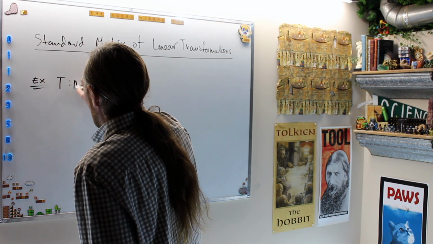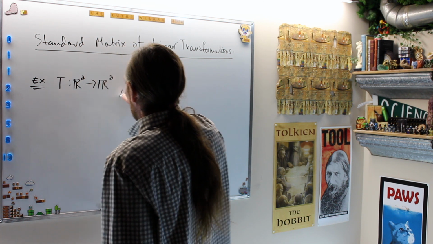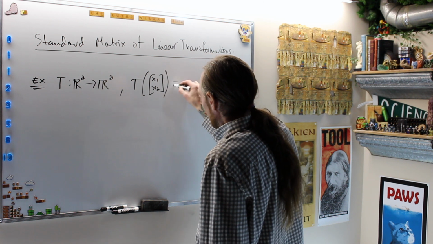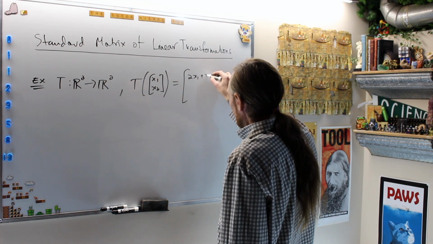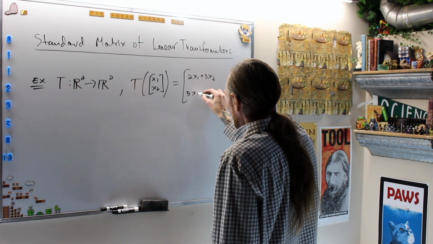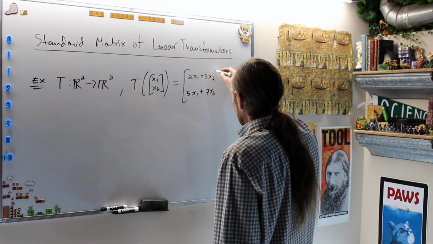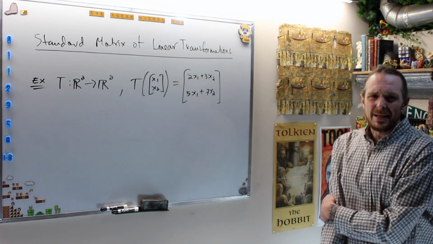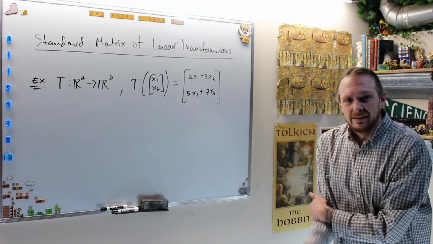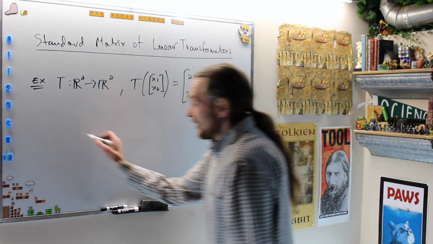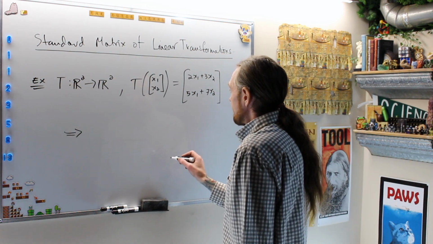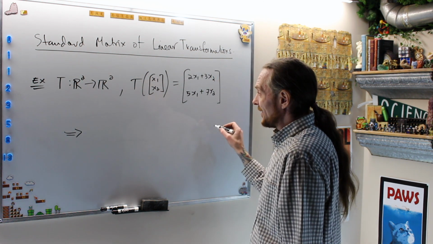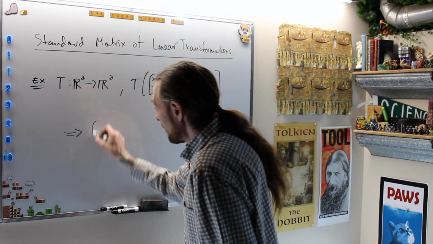T from R2 to R2 is defined as what we just did. T of (x1, x2) is equal to (2x1 plus 3x2, 5x1 plus 7x2). Now I just give it to you and it says here's a linear transformation. I have to view this as matrix multiplication. What I do is I do this. I'm going from R2 to R2. What that tells me is, what do I need? My matrix has to be 2 by 2.